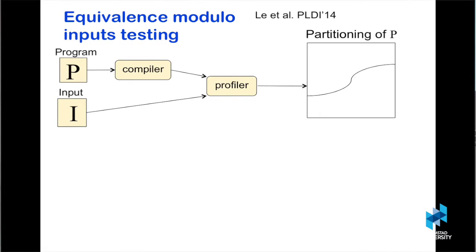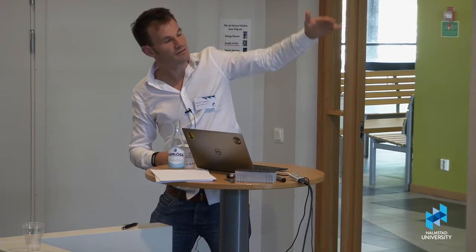And because P is well-defined and deterministic, this profiling process gives us a partitioning of the statements of P into 2 disjoint subsets. The statements that get covered by the input I, and the statements that don't get covered by the input I. So what I mean by covered is that when we execute the program on that input, at some point we execute each of the statements in the top part of the partitioning. And we never execute the statements in the bottom part of the partitioning.